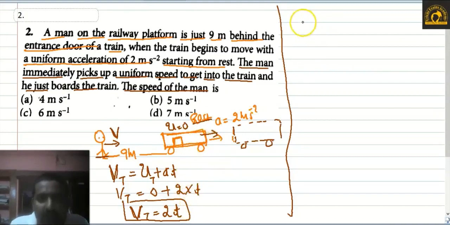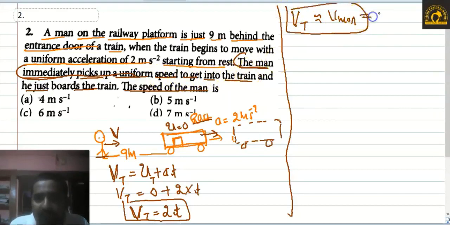This velocity of the train is approximately equal to the velocity of the man, because the man immediately picks up a uniform speed to get into the train. So the velocity of the man is equal to 2t.